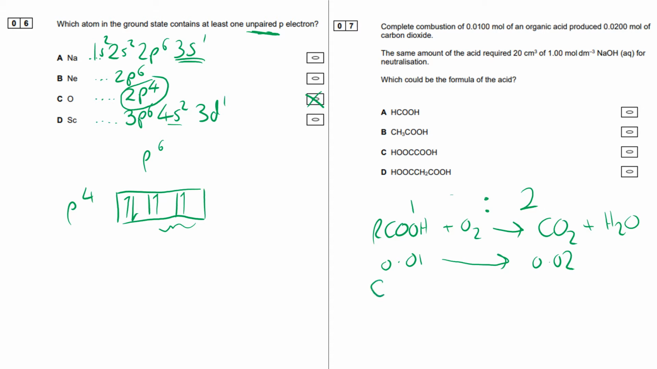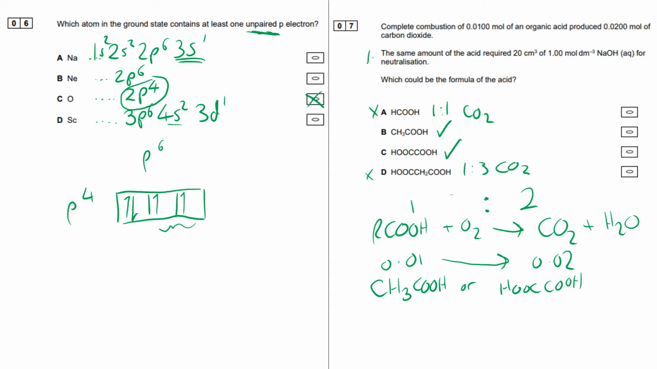So it must be either ethanoic acid or ethanedioic acid, due to the 1:2 ratio of the carboxylic acid to CO2. So it's either going to be answer B or C. Answer A would produce a 1:1 ratio with CO2, and answer D would have 3 carbons, a 1:3 ratio with CO2. So which one of these?